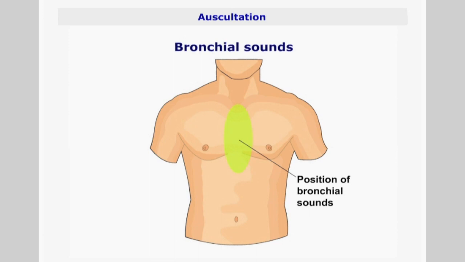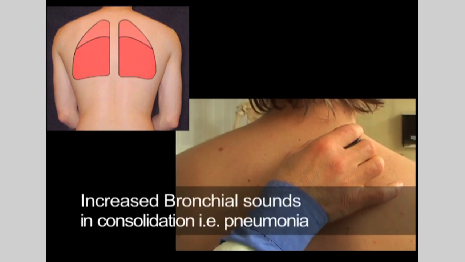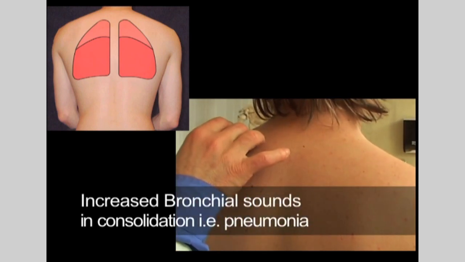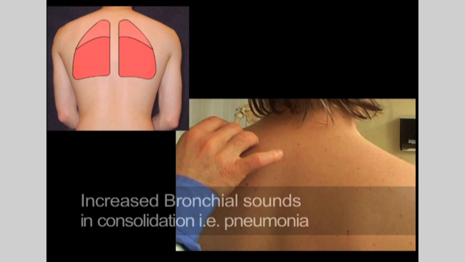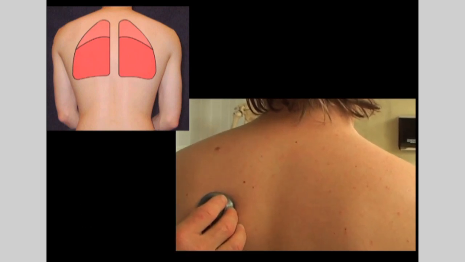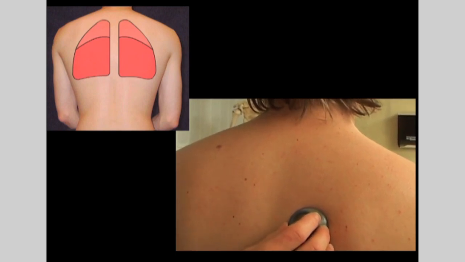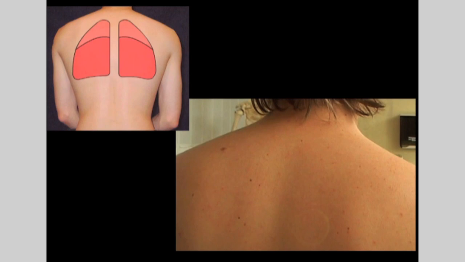Increased bronchial sounds indicate lung tissue consolidation, although the airways remain open, for example, consolidation due to pneumonia. Bronchial sounds are loud and high pitch. Inspiration and expiration may be heard equally, and there may be a small gap or a pause in between them.